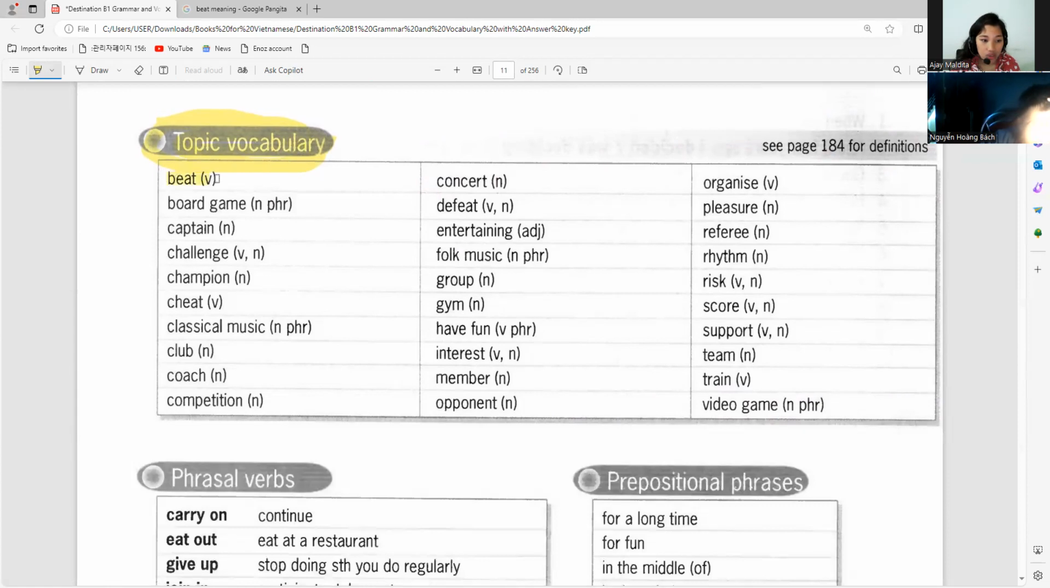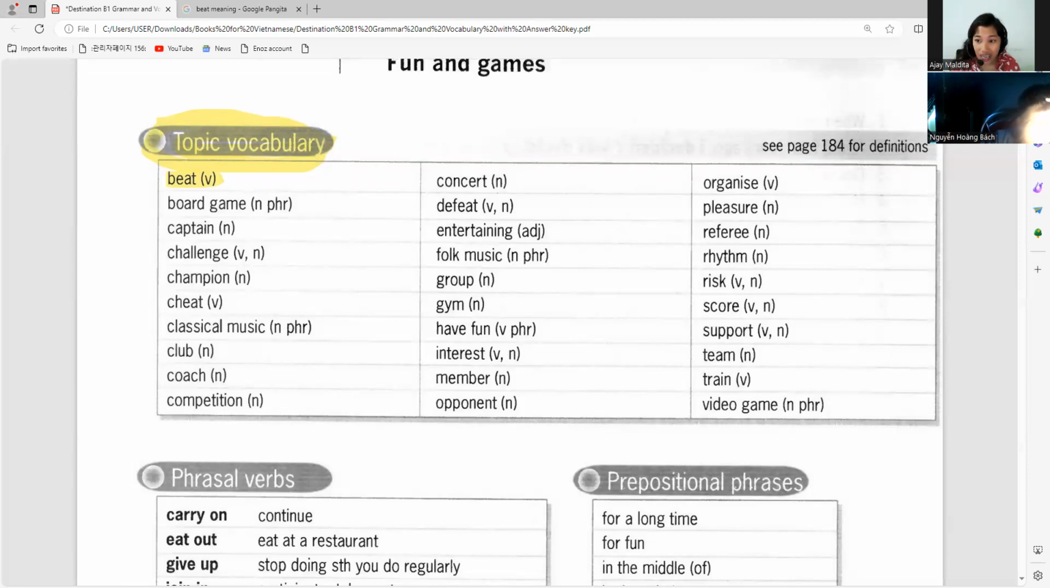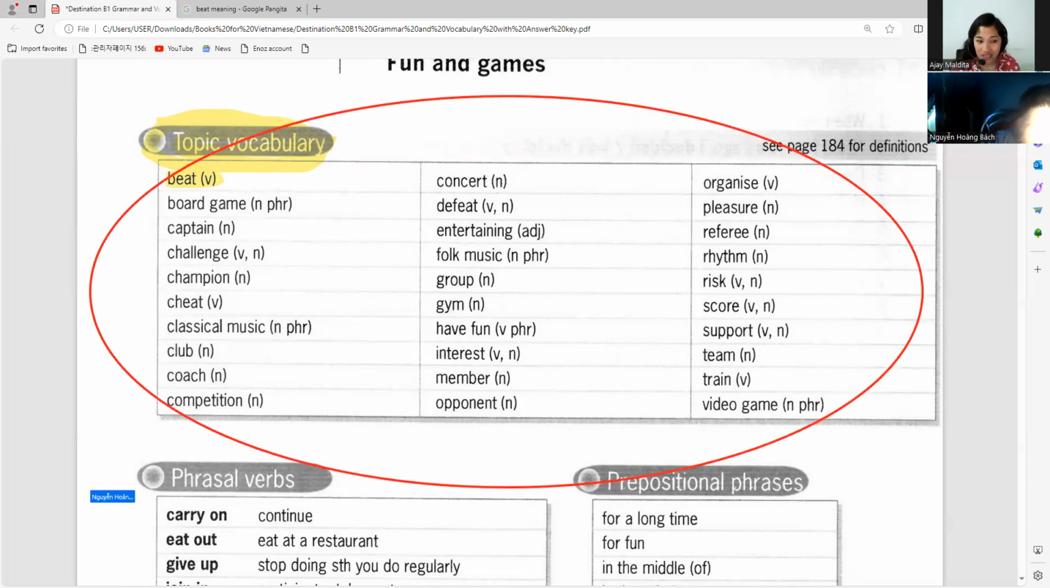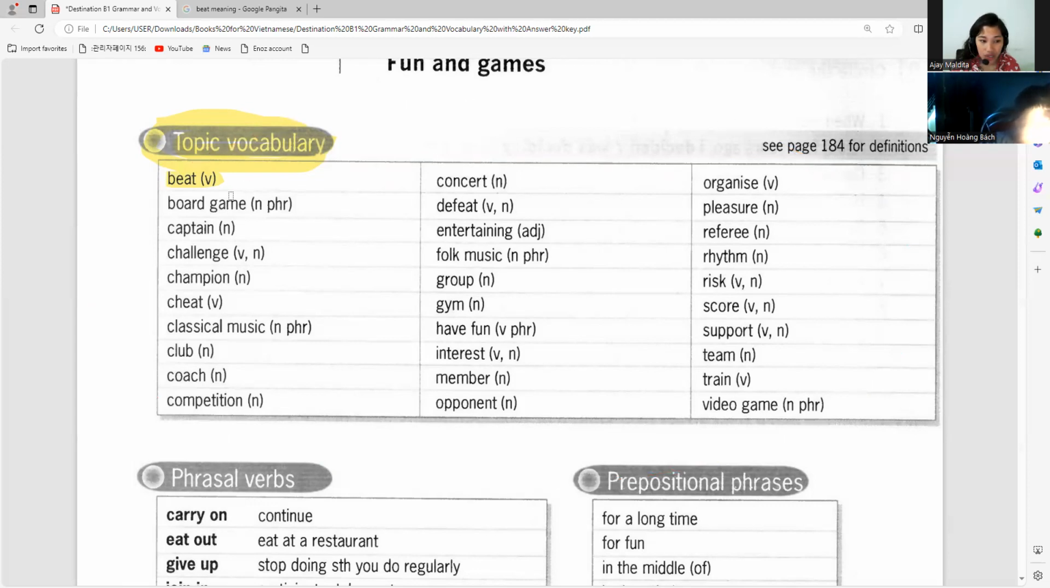Please read our first word. How to read this one? Beat. Okay, this is a verb. Next word is board game. Captain. Challenge. Yes, champion. Captain. This is a noun. Challenge. Classical music. Club. Coach. You will not say coach. One more time. Coach. For example, you like to play basketball, soccer, you have a coach. Okay. Next.